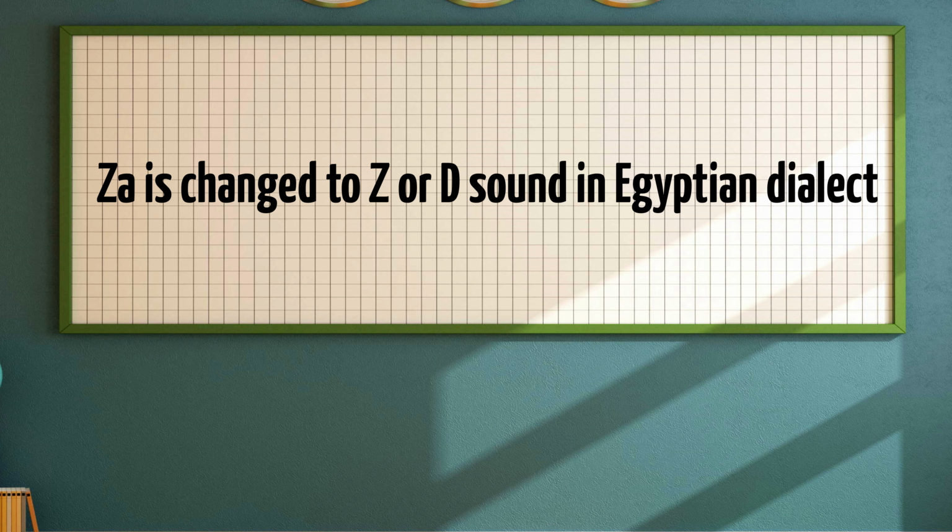So the bottom line here is that in Egyptian Arabic dialect, the letter Dha can be pronounced in 2 ways, either with the Z sound or the D sound.